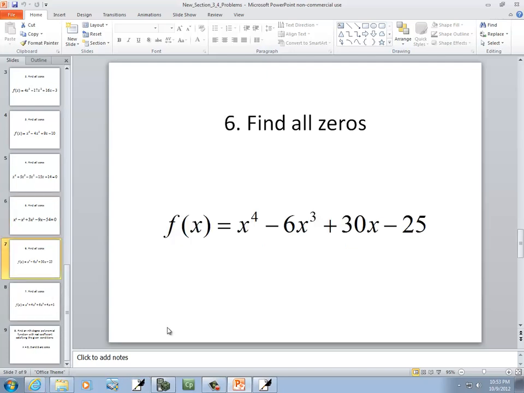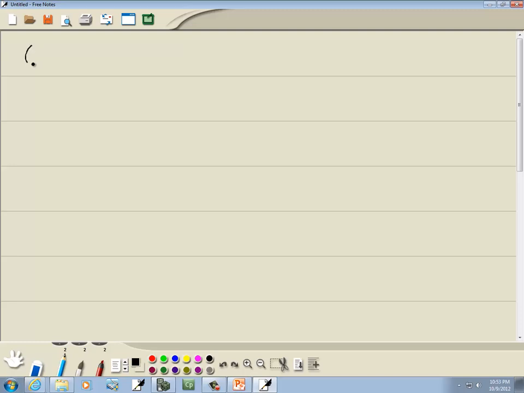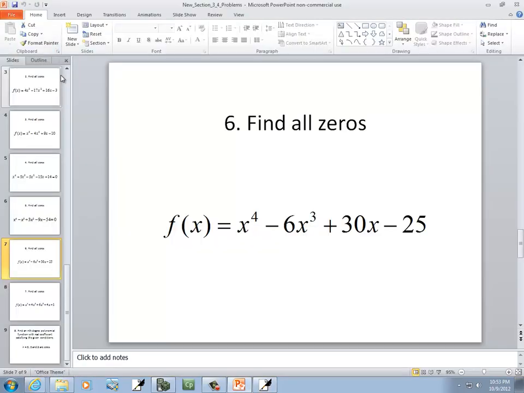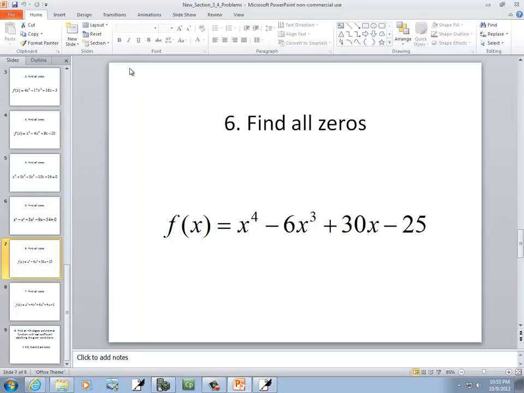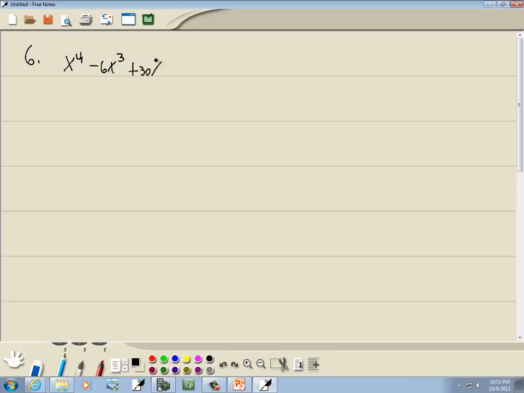And let's look at our next problem. It says find all the zeros. So we've got x to the fourth minus 6x to the third plus 30x minus 25 equal to 0. Going to have 4 answers.